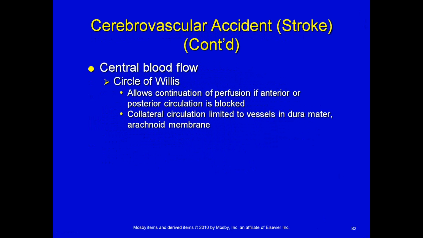So if one of those main arteries coming up to the brain, either of the carotids or the vertebrals, become occluded as a result of a clot, the circle of Willis will allow for continued perfusion to the brain tissue itself.